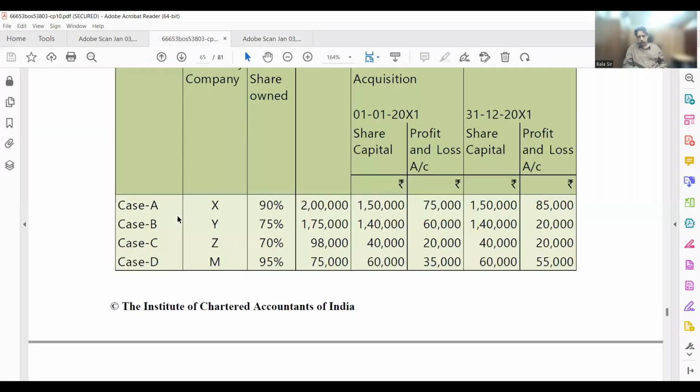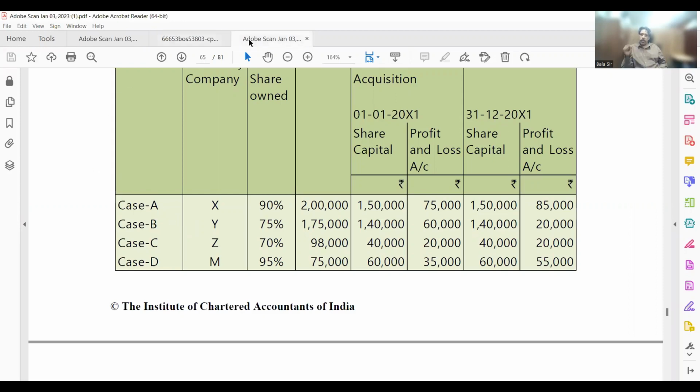Case D. Company M. Share owned 95%. Next. Cost 75,000. On the date of acquisition, share capital is 60,000. Profit and loss account is 35,000. And on consolidation date, the share capital is 60,000 and profit and loss account is 55,000. So again, here there is a profit made in the current year. Now refer to the solution.